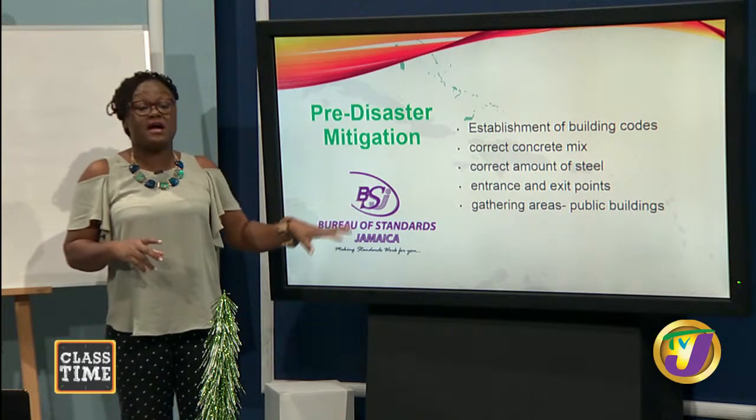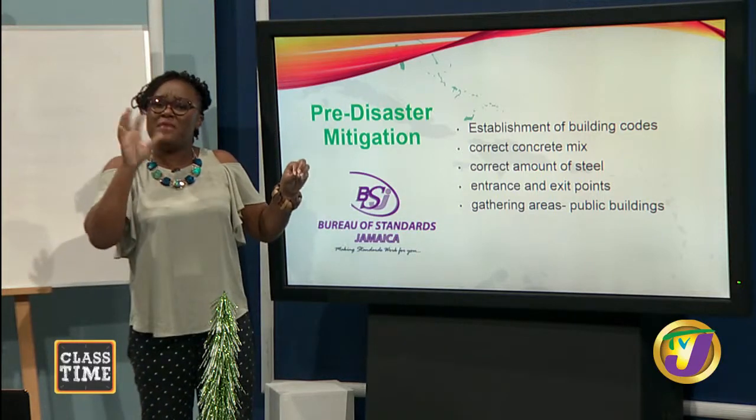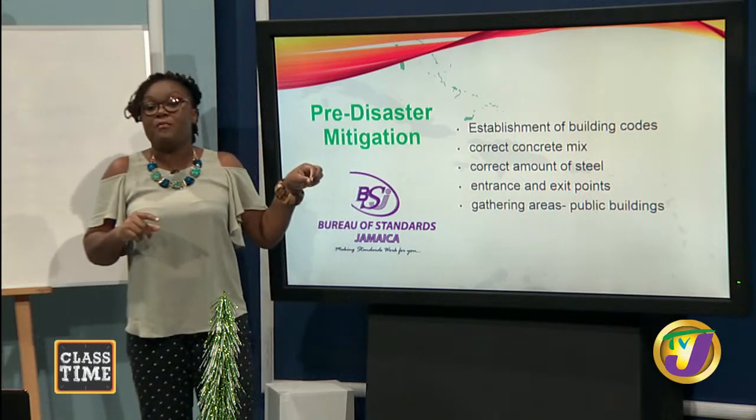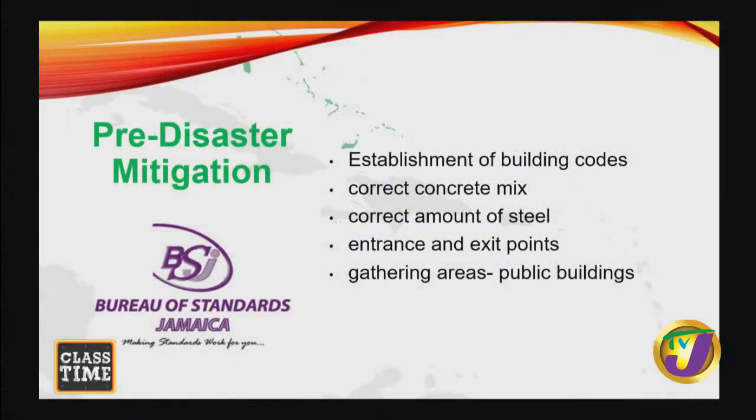And this is what the Bureau of Standards is for. And not just in terms of the mix, you know, but also public buildings, for example, must have certain entrance and exit points. So it cannot be just one way to go into the building and one way to come out. If anything should go wrong, what will happen? Everybody rushing to that one exit causes problems, stampede and all kinds of things, right?